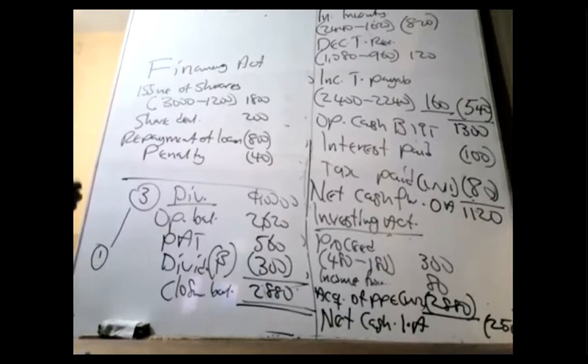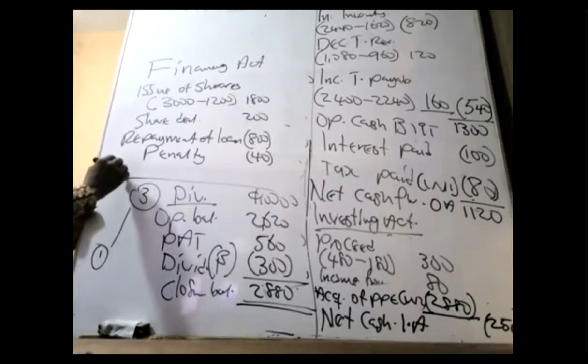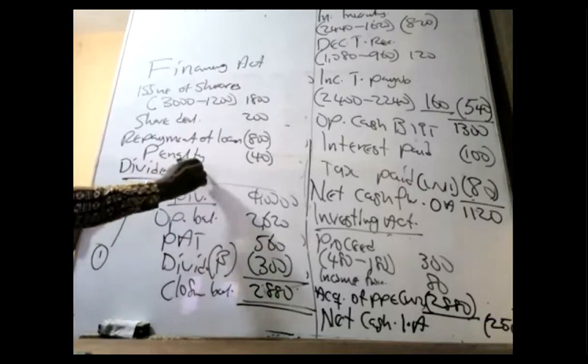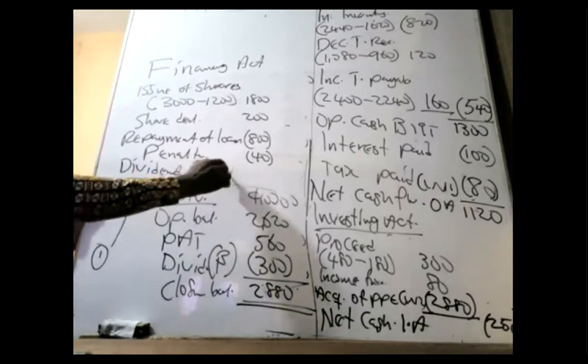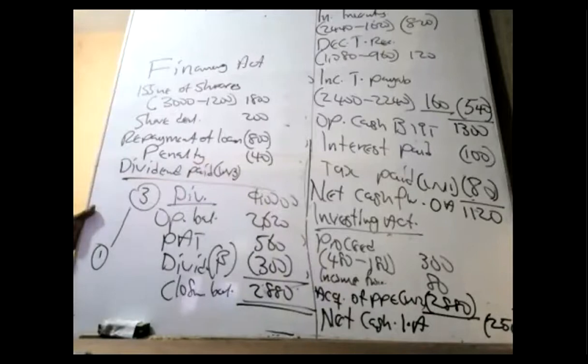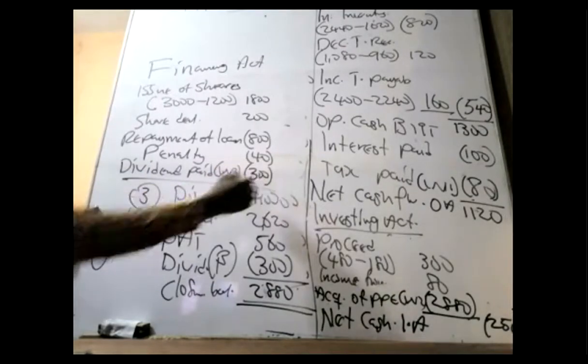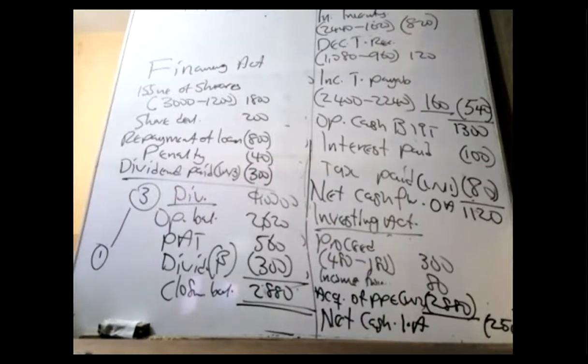I'm going to put it in. So dividend paid, let's go and put it here. Dividend paid, bracket, working number 3. Is that working number 3? Okay, well, that's my working number 3. You can confirm. Put a 300 here, negative. That is all. On our notes, we are done.